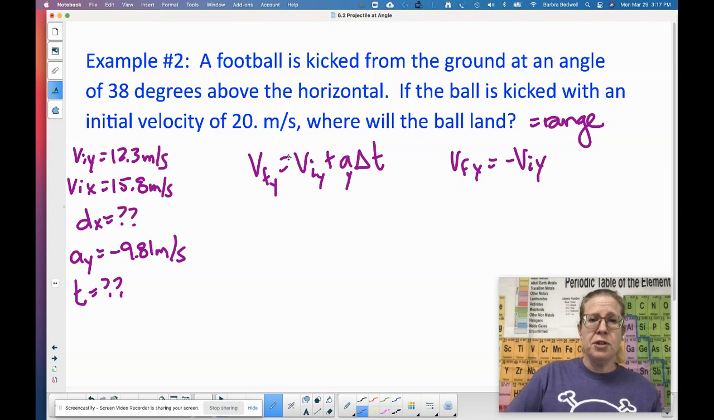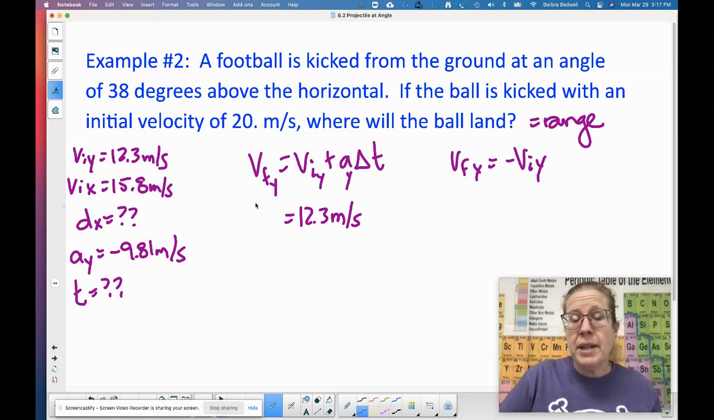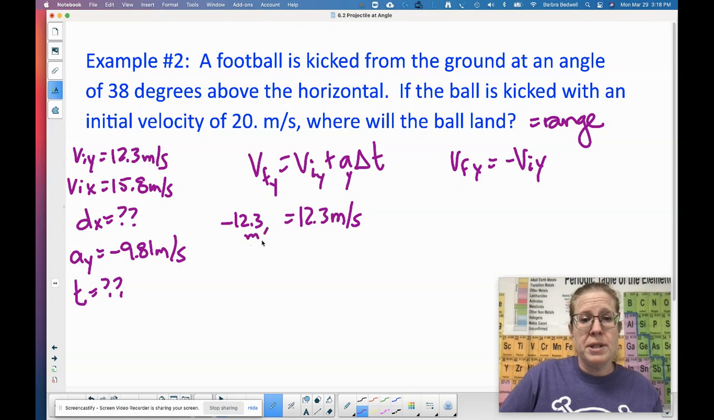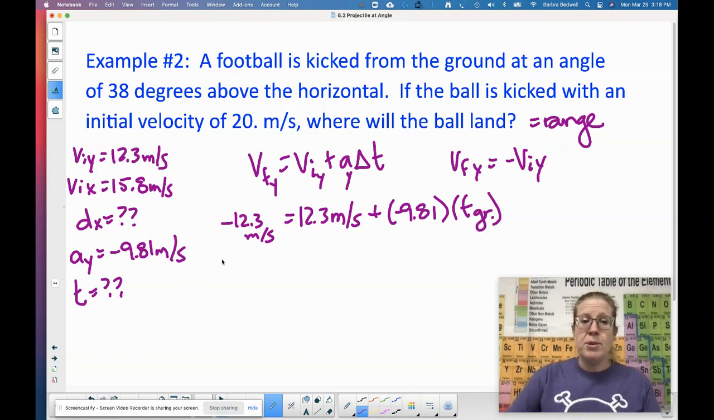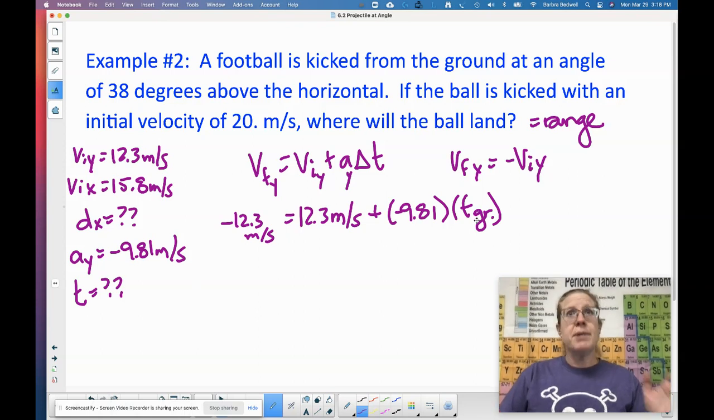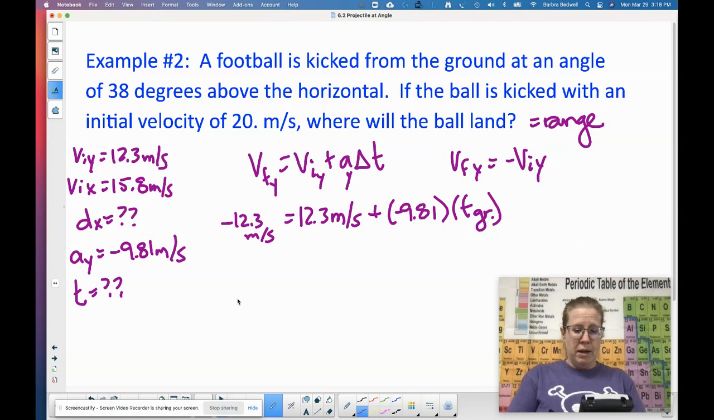So VIY was 12.3 meters per second. That means VF, when it hits the ground again, is going to be negative 12.3 meters per second. Again, we're asking where the ball is landing, so we might as well figure out what that time is. Our acceleration, negative 9.81. And now our time here is going to be time to ground. Again, if I'm doing this method, this time is going to be all the way back to the dirt again.